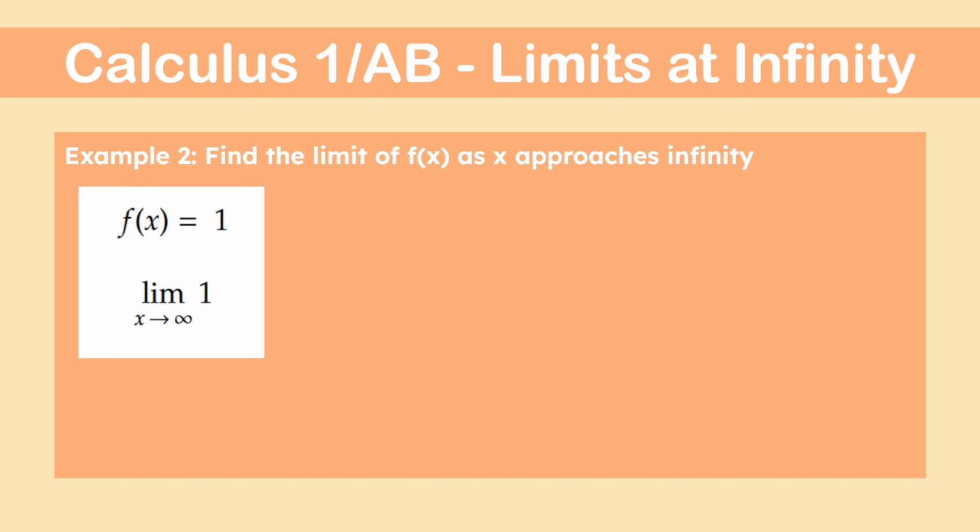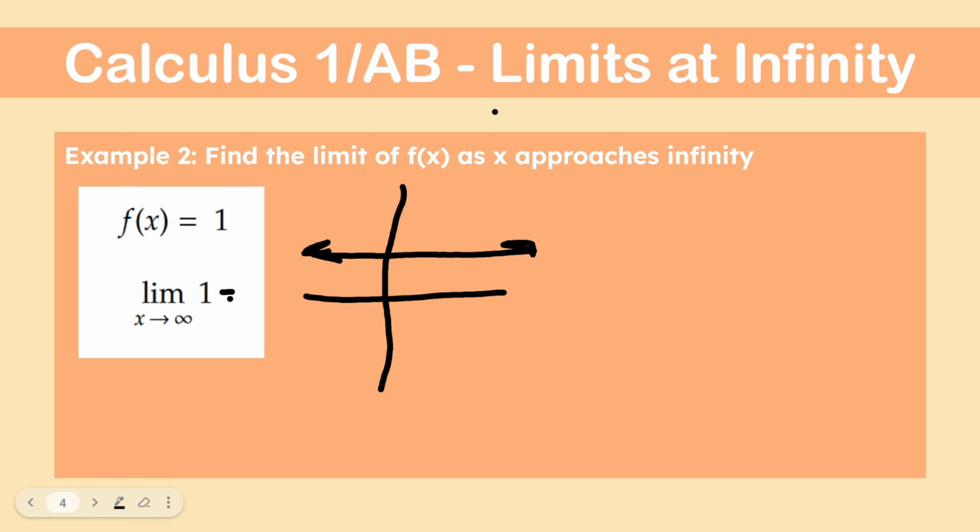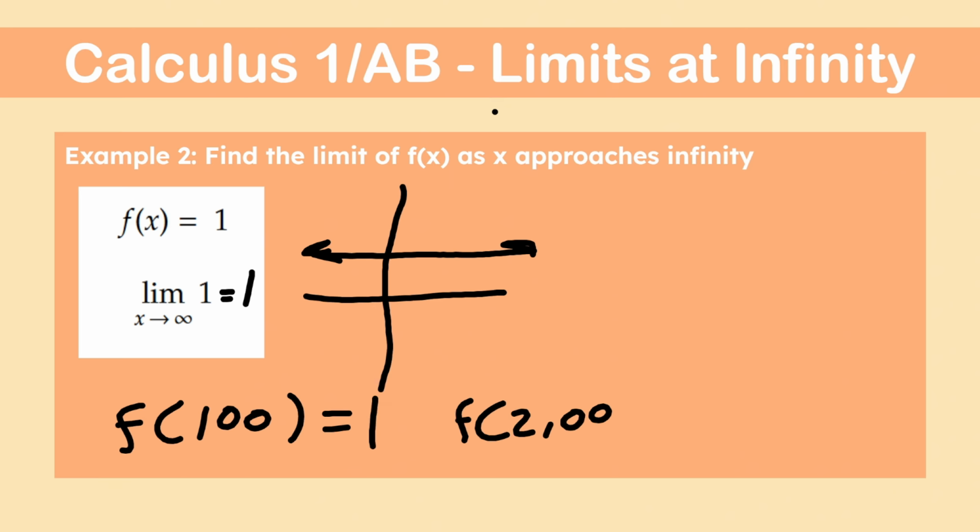Now we're going to find the limit as x approaches infinity of the function f of x is equal to 1. Since the function f of x equals 1 is constant, it does not change at all across its domain, which means that the limit as it approaches infinity will just be 1, because it stays constant. No matter what you input into here, like f of 100, it's still going to be equal to 1. f of 2 million is still going to be equal to 1. So that's going to be our answer.